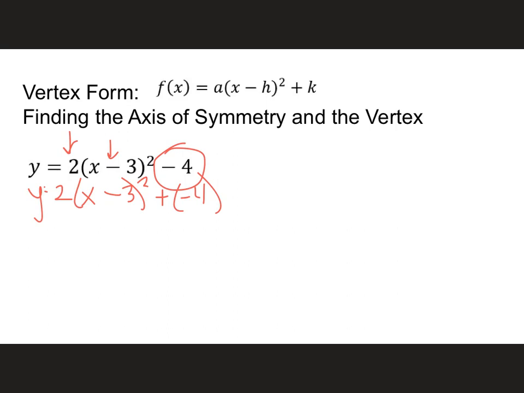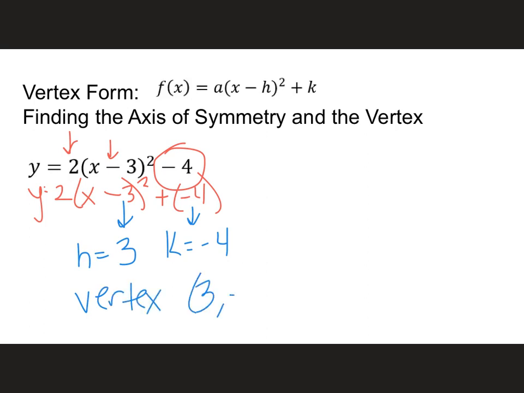So now we know that h is a positive 3 because it's -3, so the minus was part of the formula, and k is -4. That makes our vertex at (3, -4). And then if we know the vertex, again, we know the axis of symmetry has to run through it, so our axis of symmetry would be at x equals 3.